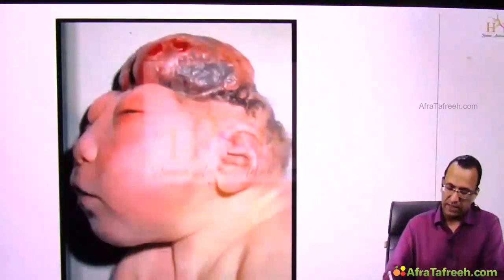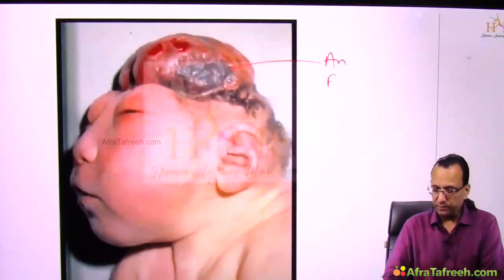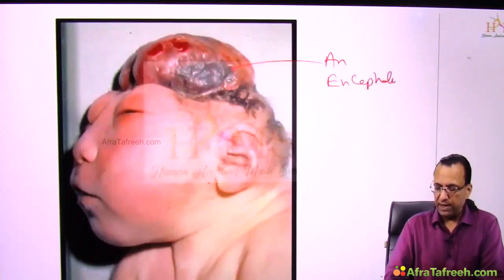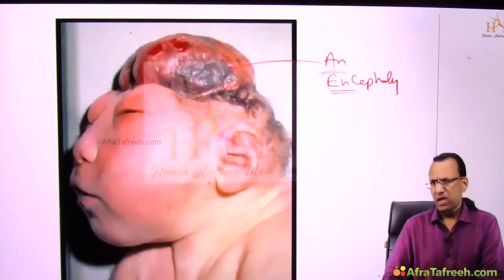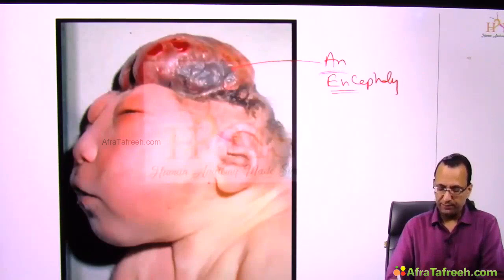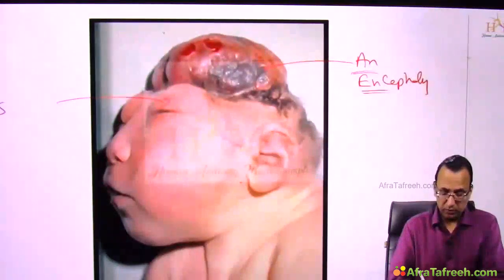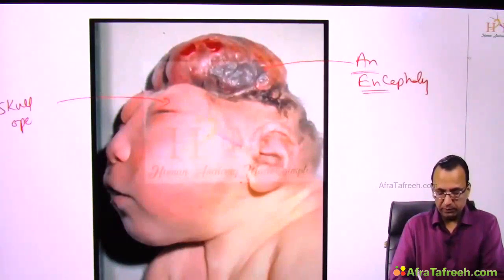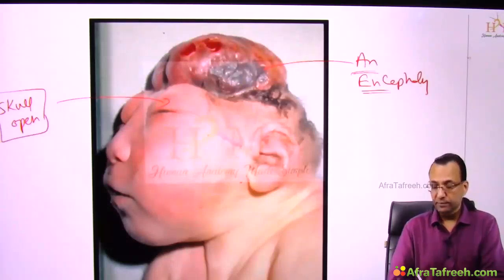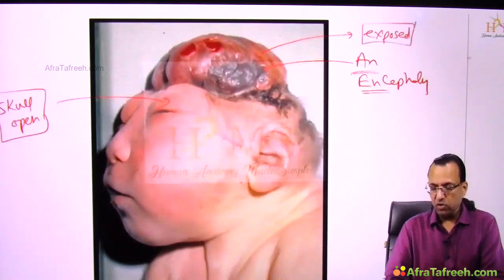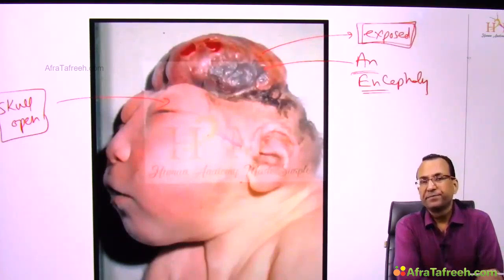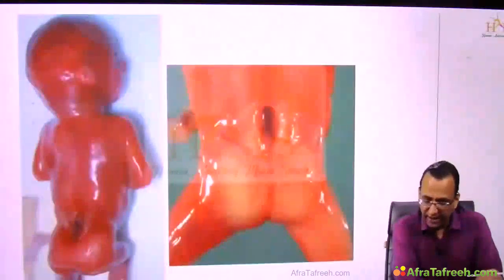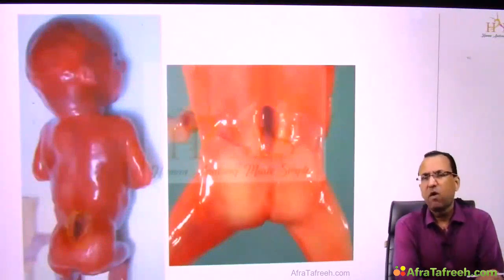This is a baby with anencephaly. Why do you say so? Because the skull is open, the brain is open, exposed to amniotic fluid also, because there was a non-closure of the anterior neuropore. What about the rachis? They're almost born dead.